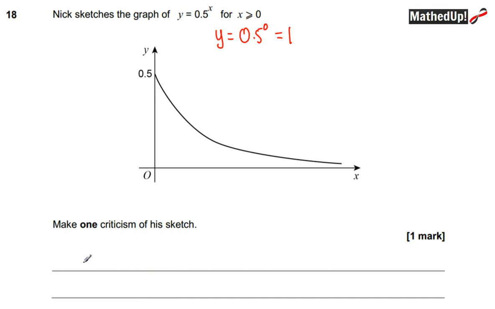So we need to say that when x is equal to 0, y is equal to 1, or y is not equal to 0.5. Okay, so as long as we've made it clear that that's what the error is with this graph, that should be fine.